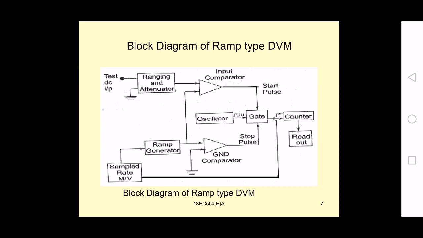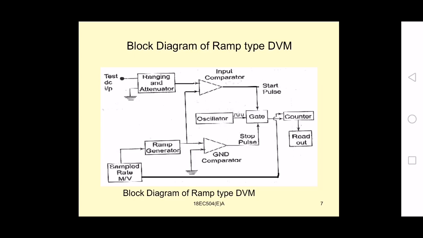That ranging and attenuation is possible by this ranging and attenuator, and we generate the ramp signal with the ramp generator. The ramp generator is triggered by the sample rate multivibrator, which generates one ramp for every measurement. After a measurement, the sample rate multivibrator again resets the ramp generator, and it generates another ramp signal for the next measurement.